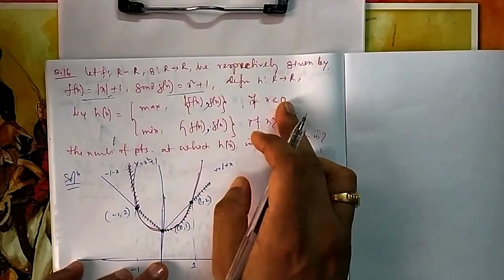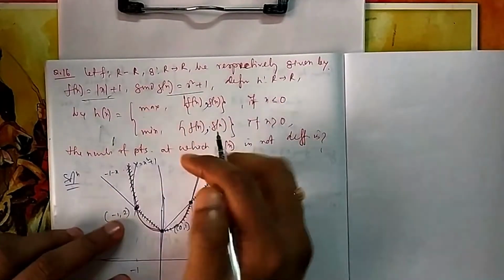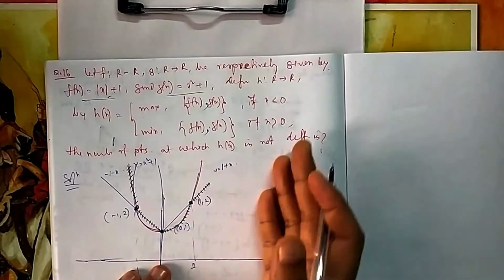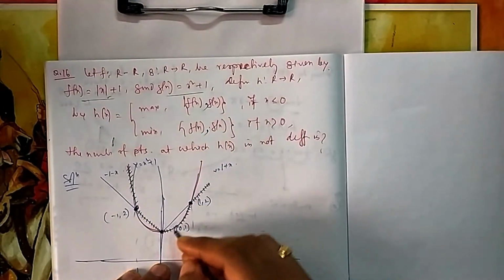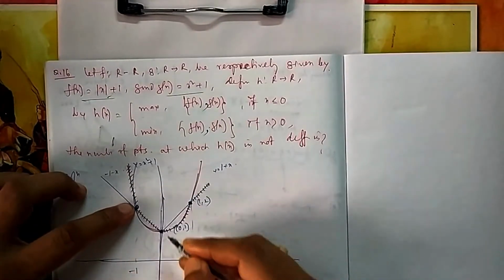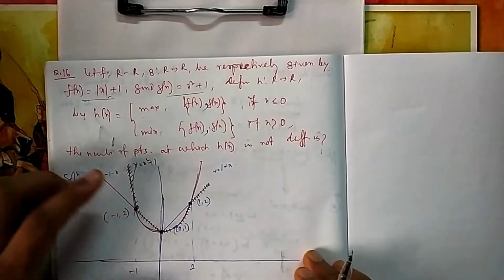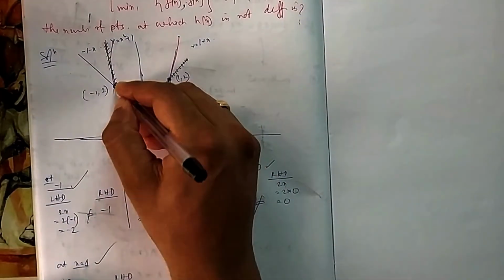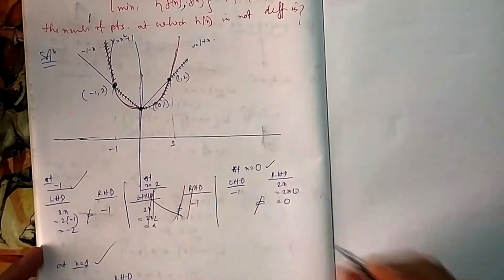So if you come to less than 0 on this side, then it is the maximum of these two, that means the upper one, that shaded one. And if you come to greater than 0, then it is the minimum of these two, so the lower one. So this is your fx. You can see it breaks at minus 1, 0 and 1. So you can see the number of points where it is not differentiable. By idea also you can say there is a sharp turn at minus 1, 0 and 1, so it is not differentiable at these.